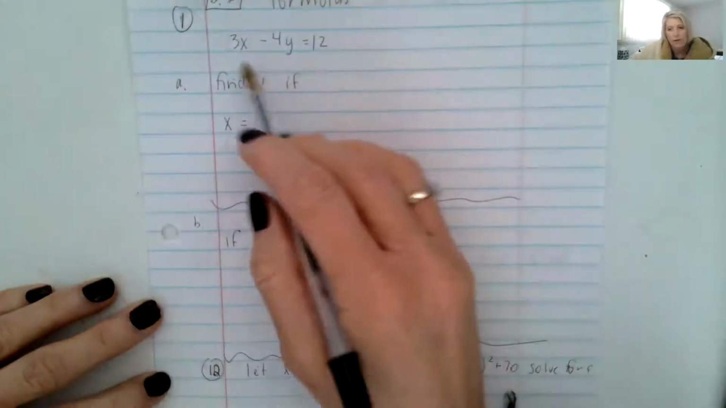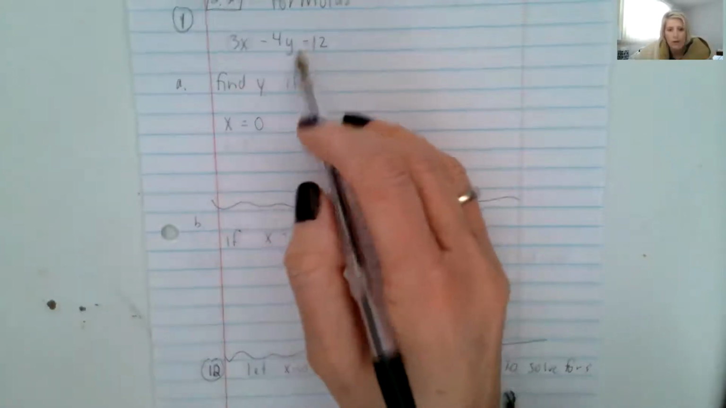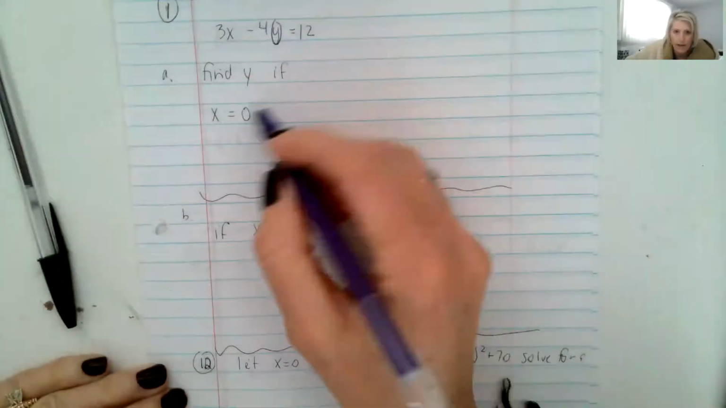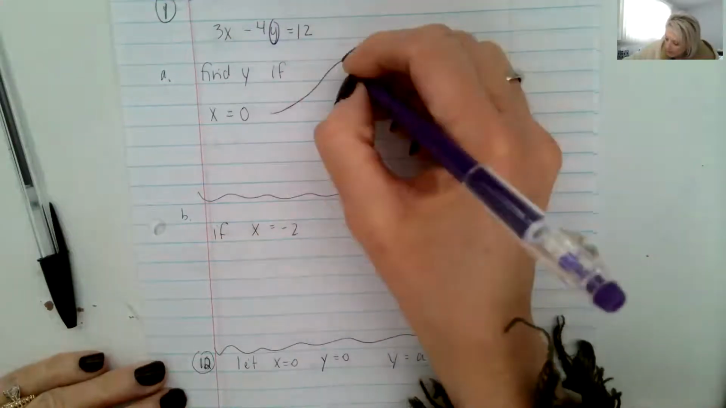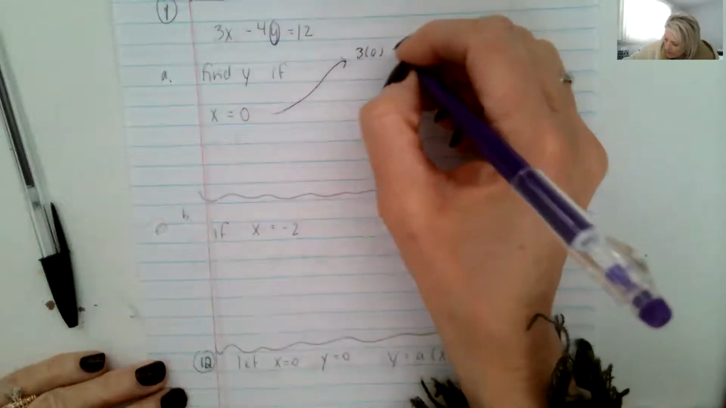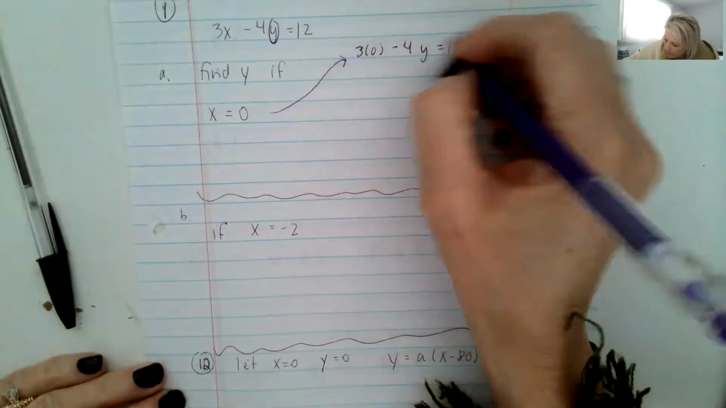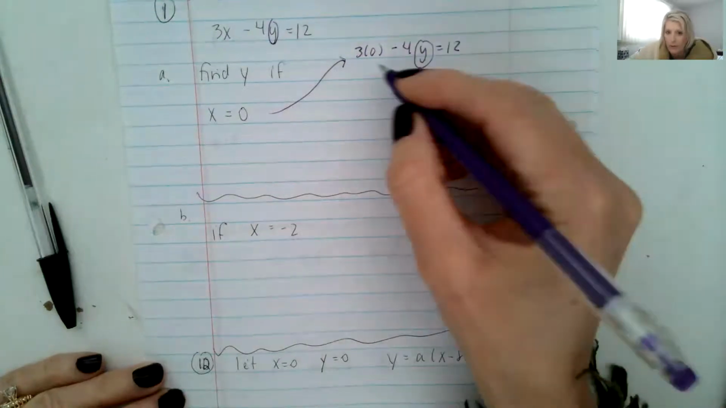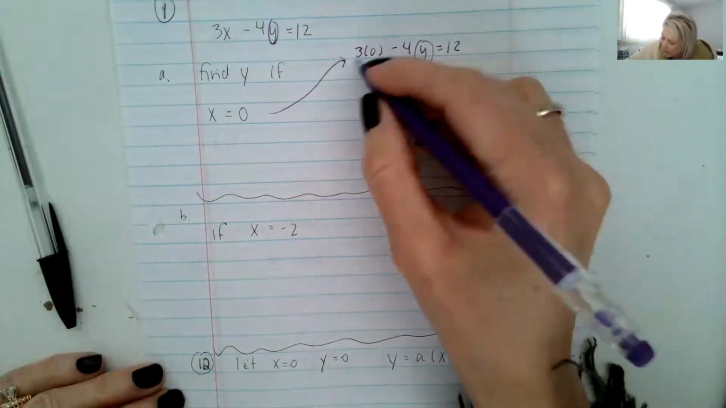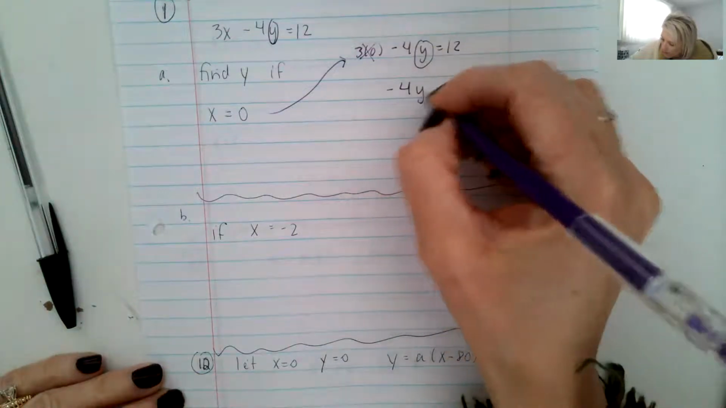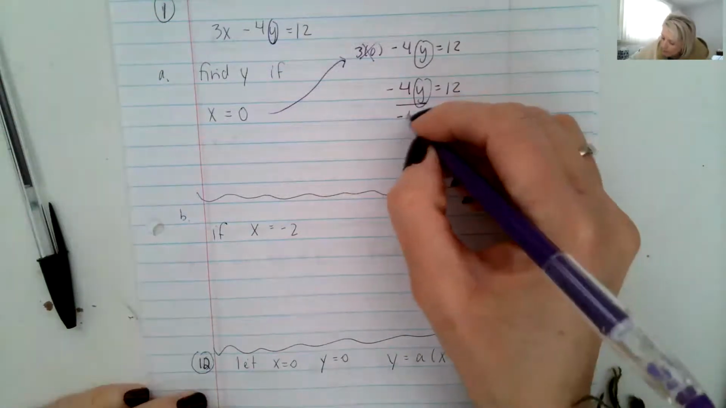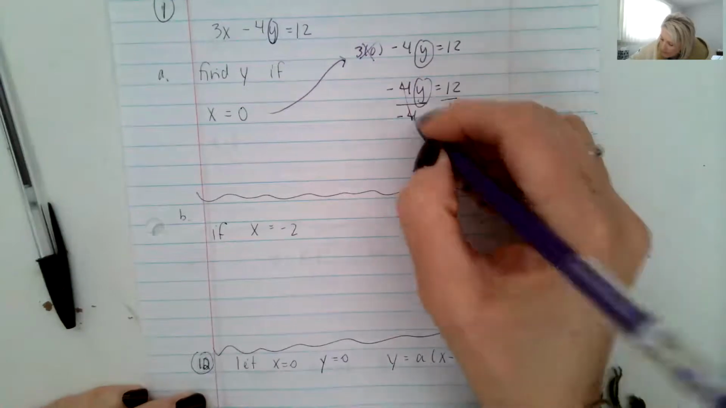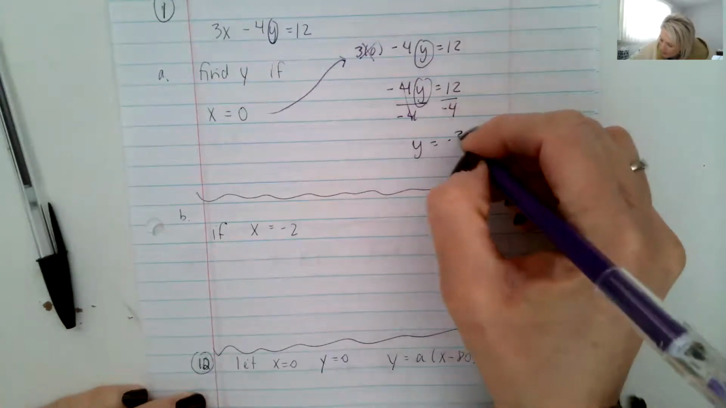This is the formula that we're using, 3x minus 4y equals 12, and we want to find y if x equals 0. So we're going to replace x with 0. So 3 times 0 minus 4y equals 12. And I'm going to circle y to remind myself that's what I'm solving for. So 3 times 0 is 0, so that goes away. So we have minus 4y equals 12. And so I'm going to divide away this negative 4, and so y equals negative 3.